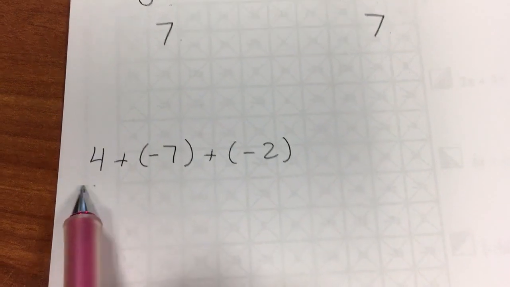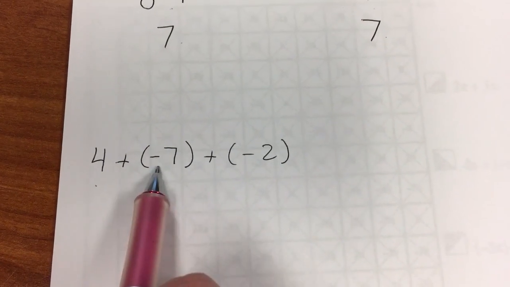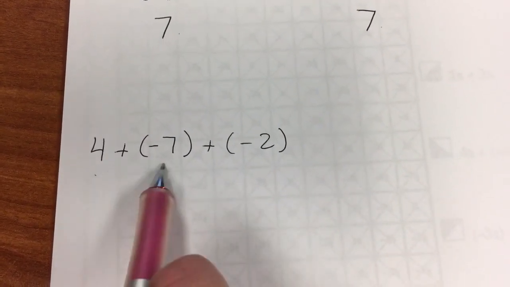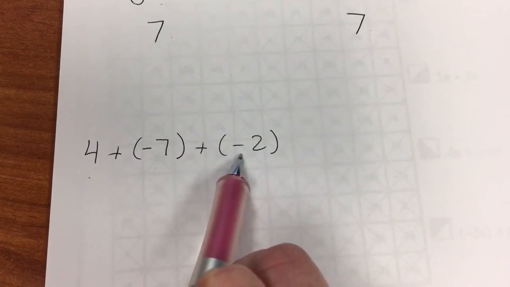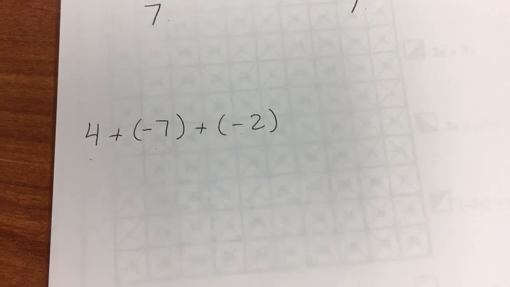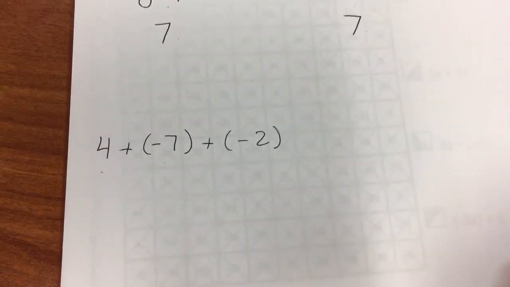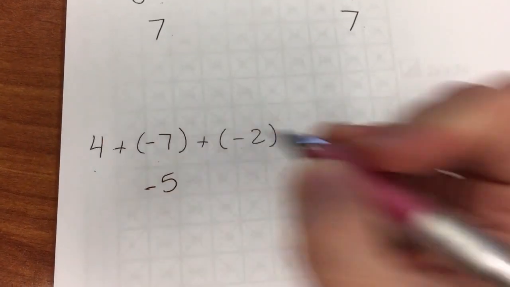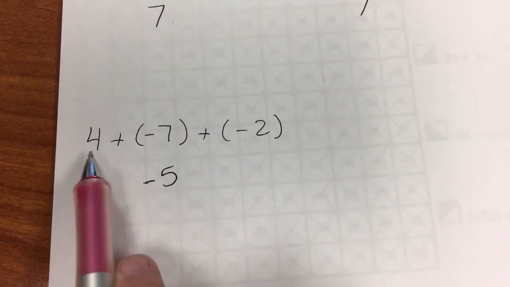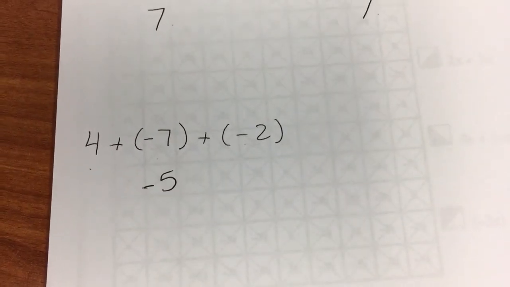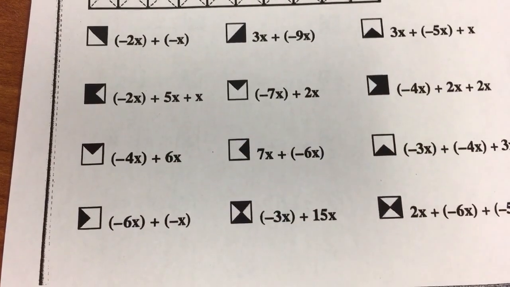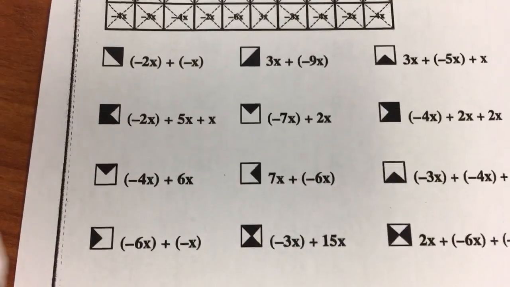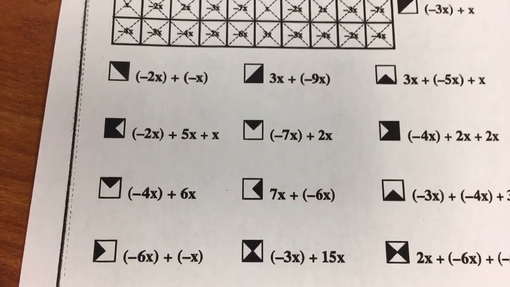So let's say we have 3 numbers. We have 4 plus a negative 7. Well, when I combine those, I'm going to get negative 3. And then I'm going to add another negative 2. So negative 3, and then take away another 2, is going to wind up with negative 5. And you can put all of this in your calculator. But on our assignment, we have x's thrown in. But the x's really aren't going to change anything, okay?